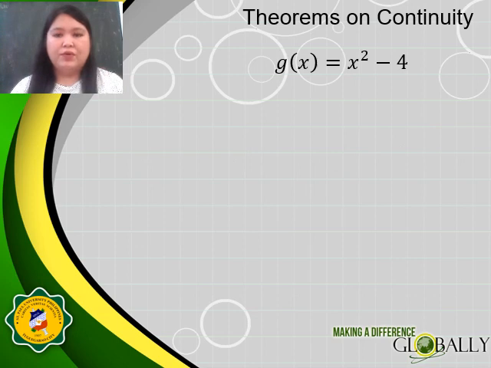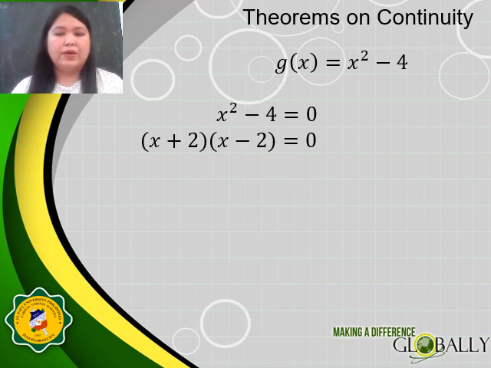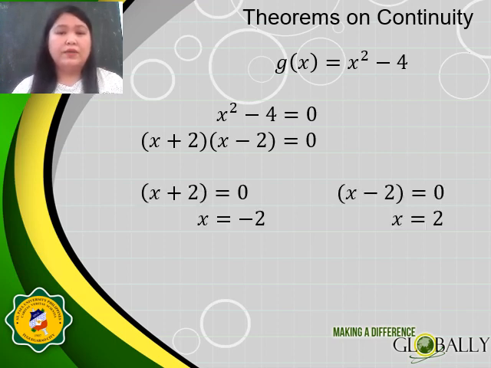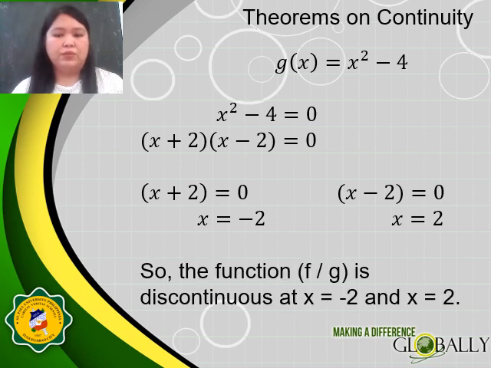These values of x for which the denominator g of x becomes 0 can be solved by finding the zeros of this polynomial function. So we have x squared minus 4 is equal to 0. As you can see, this function is a difference of two squares. We have x squared and 4. So we can factor this as the sum and difference of two terms. For the first term we have x, the second term is 2. Now we can use these factors to solve for the values of x by which g of x becomes 0. So we have x is equal to negative 2 and x is equal to positive 2. So the function f divided by g is discontinuous at x equal to negative 2 and x equal to positive 2.